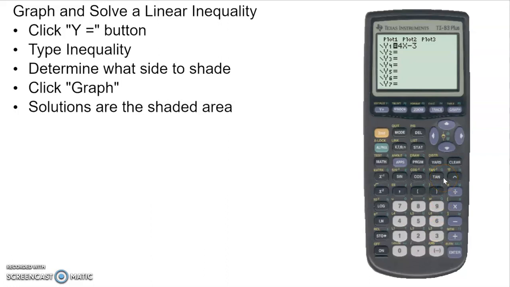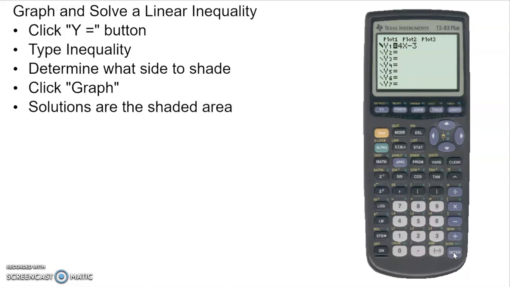So now that I have my inequality written here, I want to choose which side I'm going to shade in. So I use the left arrow to go all the way to the left of here, and you can see it looks like a lever going up and down. I need to tell the calculator what side I need to shade in. Now, less than or equal to means I have to shade below the line. So everything shaded below the line would be a solution.